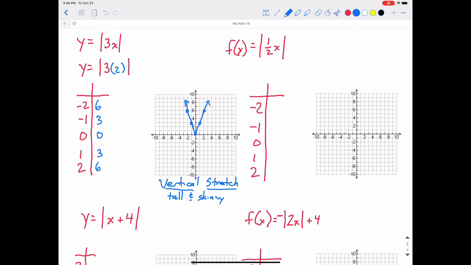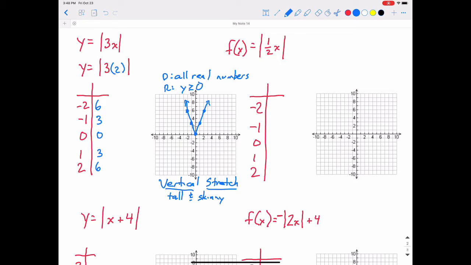Domain and range is not changed on this one. Domain is still going to be all real numbers. I can't emphasize that enough. What's the range? So the range will be y is greater than or equal to 0 because the lowest point is still 0. So the vertical stretch really did not affect the domain and range at all. Let's do a fraction now.